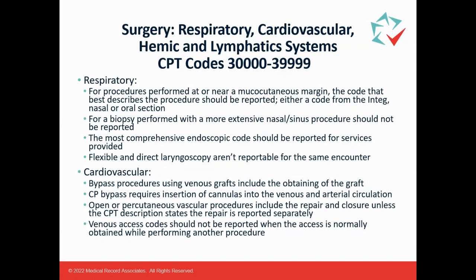Cardiovascular: for bypass procedures using venous graft, they include the obtaining of the graft. Cardiopulmonary bypass requires insertion of cannulas into the venous and arterial circulation, so those are not reported separately. Open or percutaneous vascular procedures include the repair and closure, unless, again, that CPT descriptor states the repair is reported separately. So know your CPT descriptors. Venous access code should not be reported when the access is normally obtained while performing another procedure. Again, tons of examples in this chapter as well.